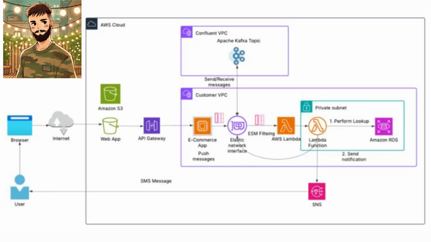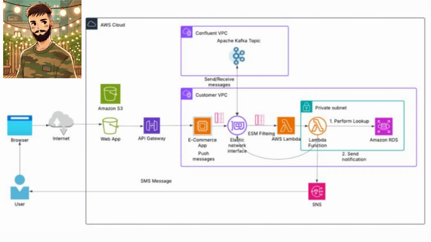The user interacts with a web application through a browser over the Internet. Web app. This is the application the user interacts with, likely an e-commerce or freight management platform. API Gateway. Amazon API Gateway is used to create, publish, maintain, monitor, and secure APIs. It acts as the entry point for the web application to the back-end services.